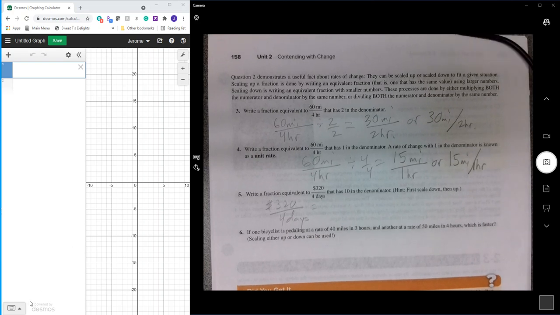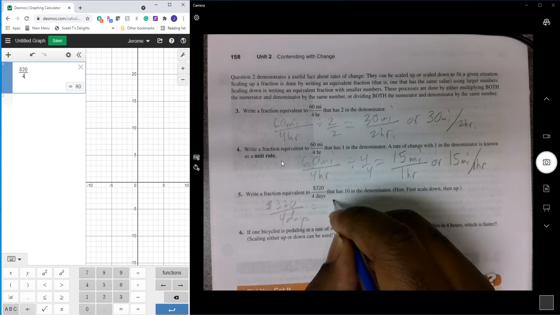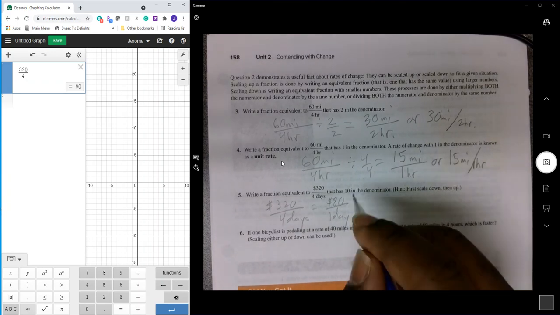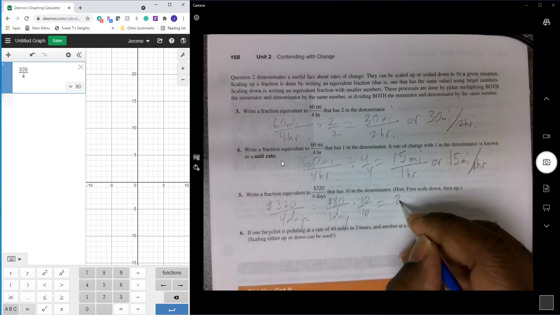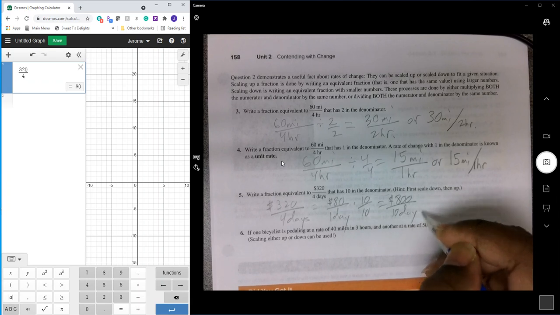Let me move this here. We could take 320 divided by 4, and that gives us $80 over 1 day. Now we want to scale, we want to get 10 in our denominator. So we will multiply the numerator and denominator by 10. So it'd be $800 over 10 days.